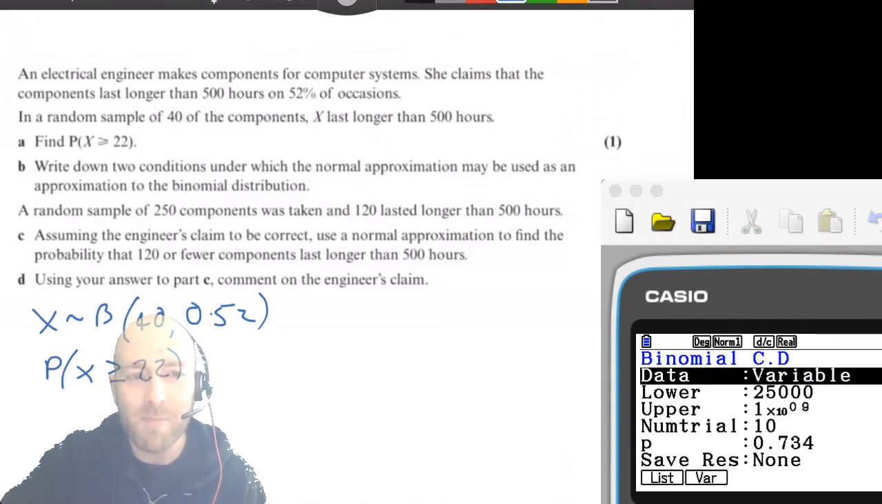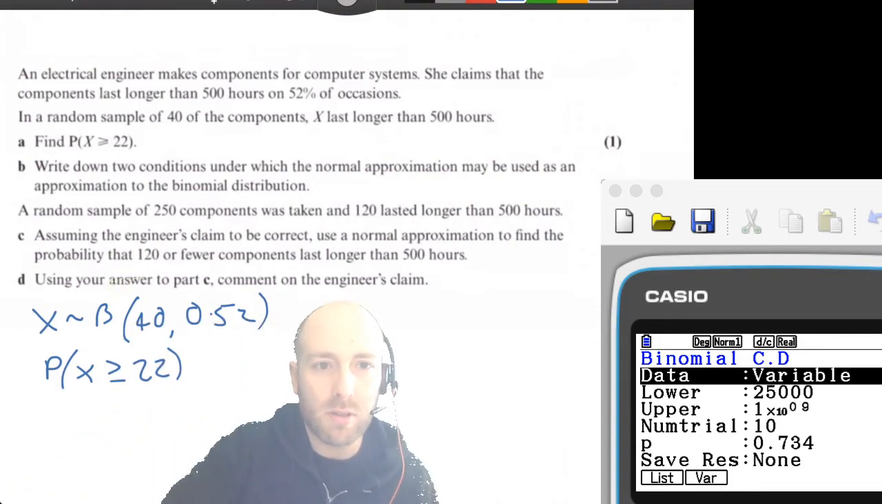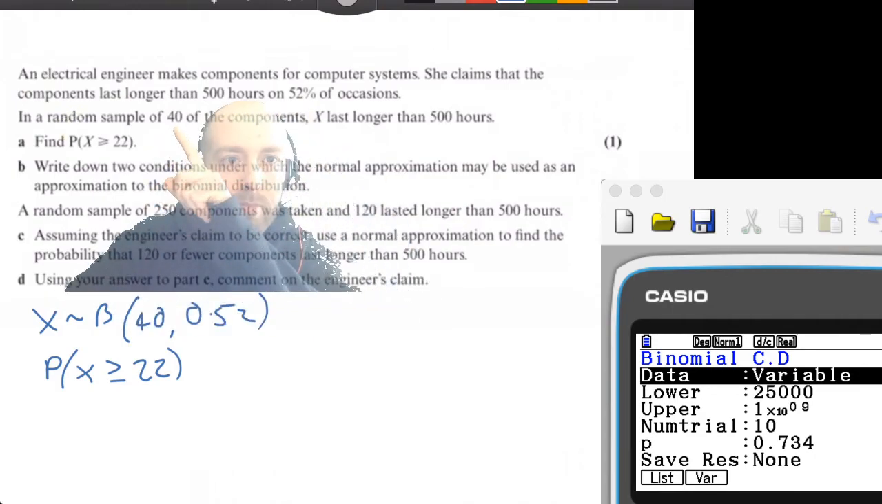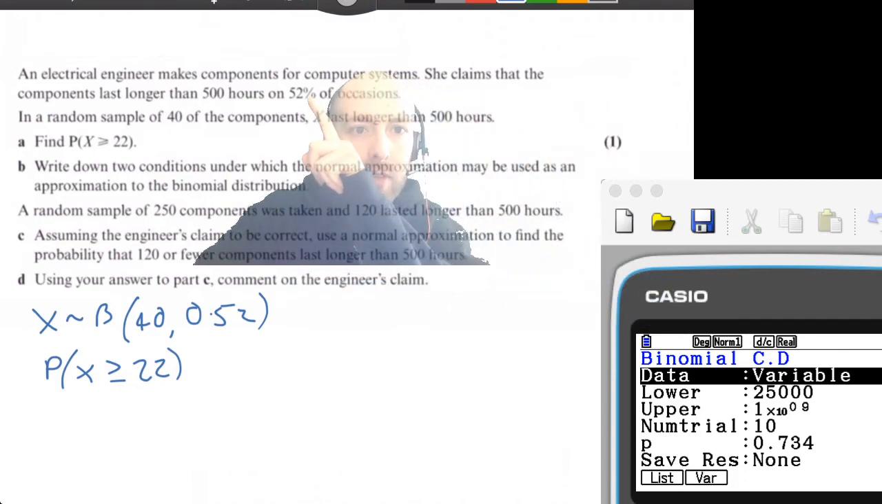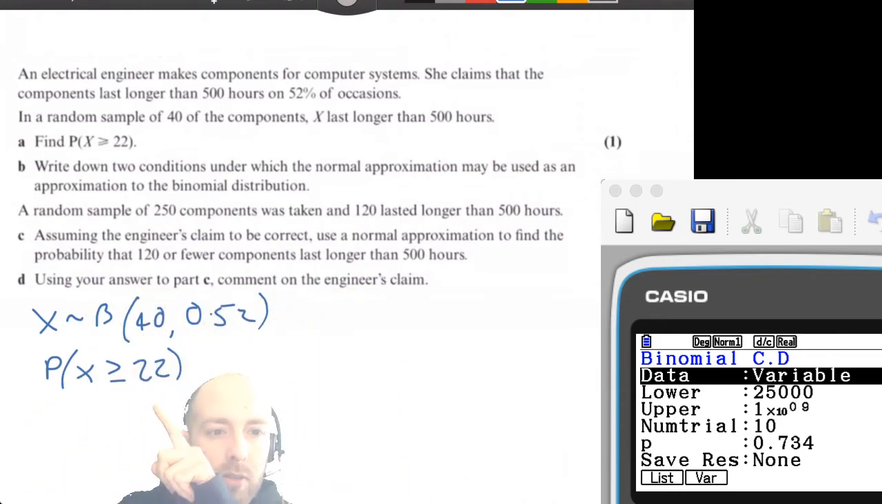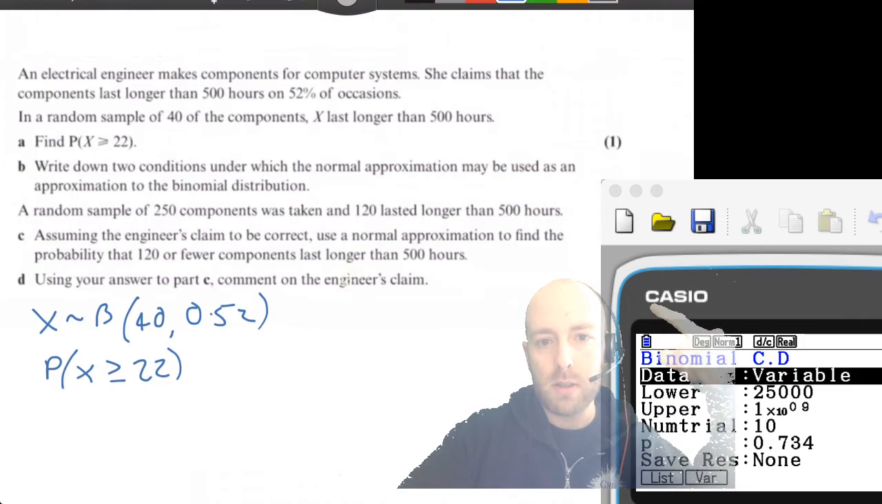Sorry, guys. All right, so part A is a binomial. It's pretty straightforward. You've got a random sample of 40. N is 40. The probability that it lasts longer than 500 hours is 0.52. So 40, 0.52, we're looking for greater than 22. So it's a binomial cumulative distribution, which you can see over here.